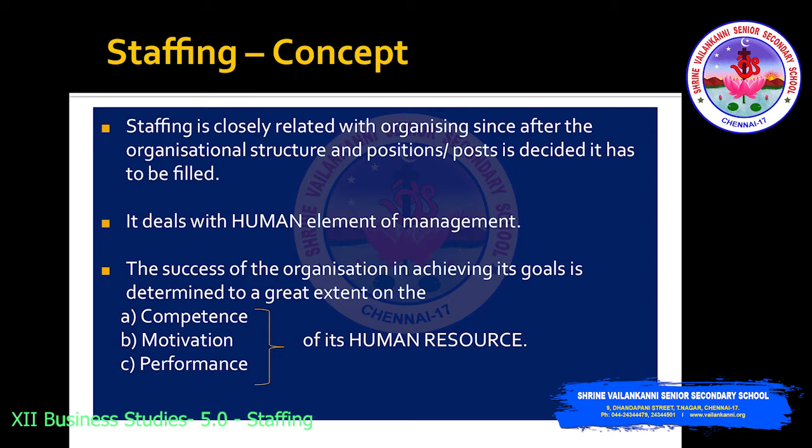Staffing is closely related with organizing, since after the organization structure and position post is decided, it has to be filled. It deals with the human element of management. No other function of management deals with the human element. Staffing is directly related with humans. Your organization may have a lot of resources, but who is going to manage these resources? It's only the capable workforce in the organization. The success of the organization in achieving its goal is determined to a great extent by the competence, motivation and performance of its human resources. So every organization which has great, capable human resources is sure to succeed.